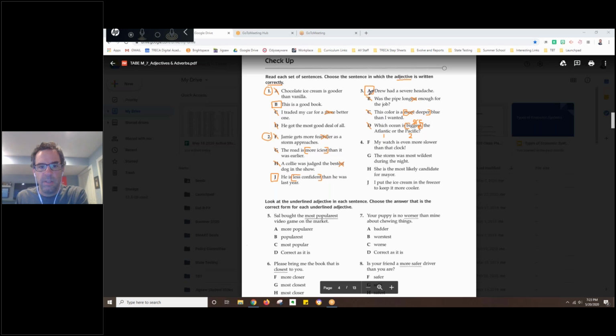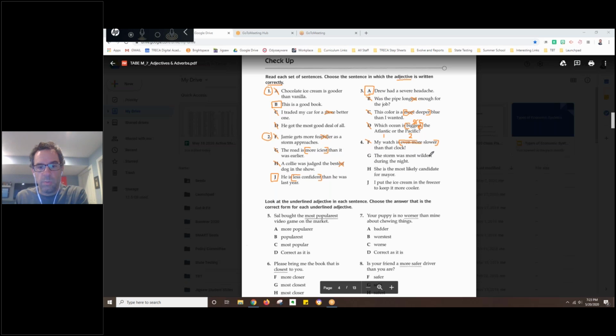So we're correct. If you got letter A, give yourself a round of applause for number 3. Number 4, my watch is even more slower than the clock. I'm hoping that you start to see a pattern with these. Even more slower does not make sense. My watch is, you don't even need the words even more. My watch is slower. Even more slower are extra, and they don't make any sense.